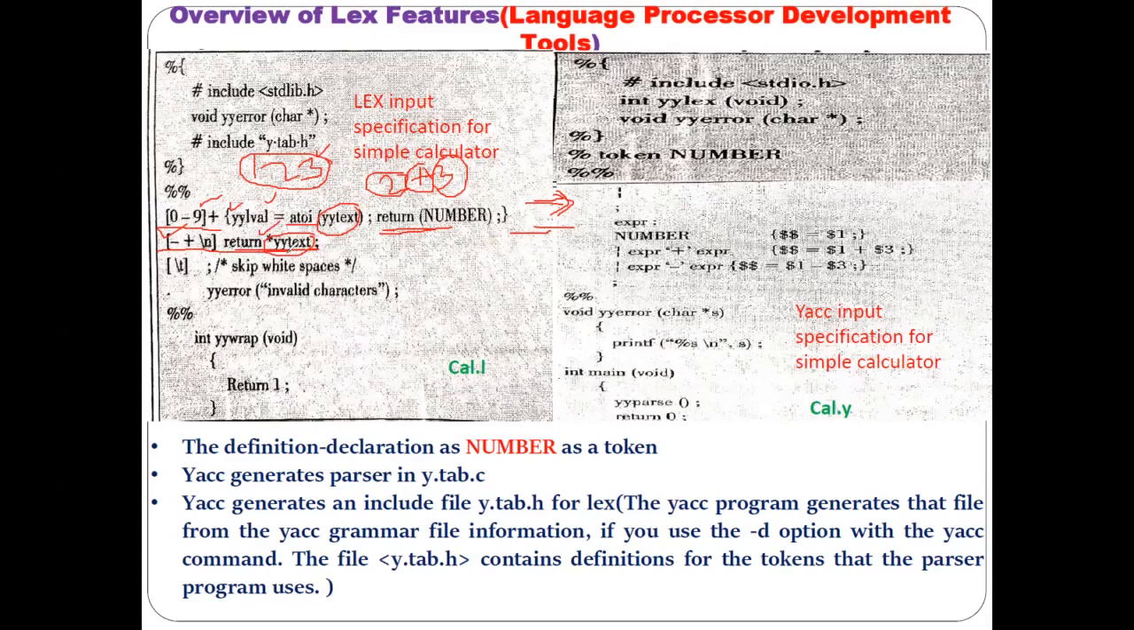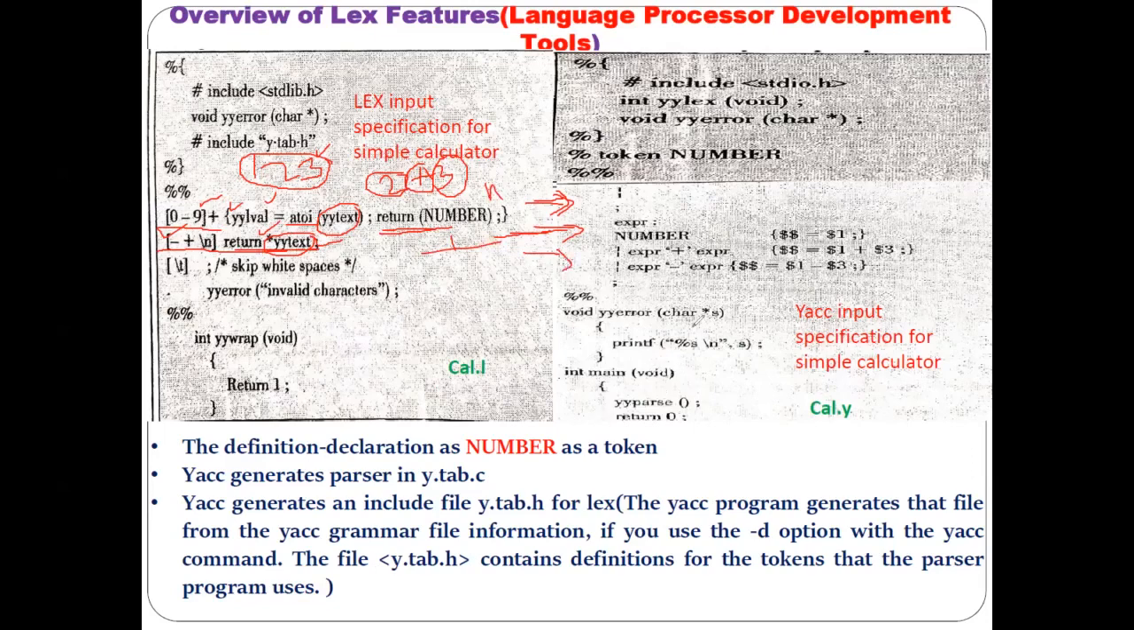If it matches here, return whatever contents are there in the YY text. YY text is a buffer. Whatever content is there in the YY text, return it. Now where is it returning? It is returning to the Yak program, because plus is also a token, numbers are also tokens. So whatever tokens are recognized here, each token has to be sent to the Yak program. You are getting my point?